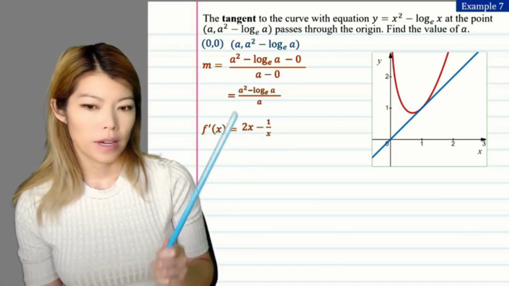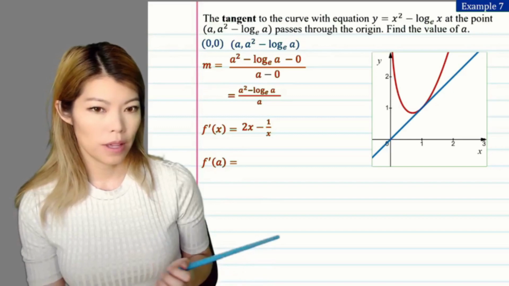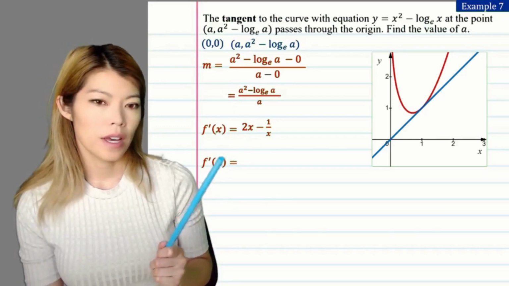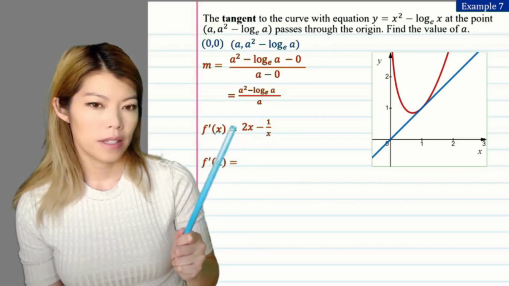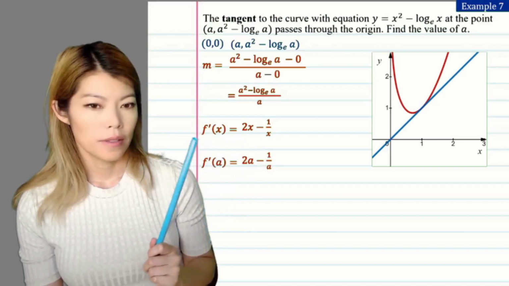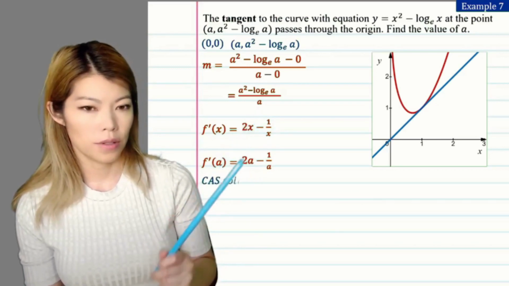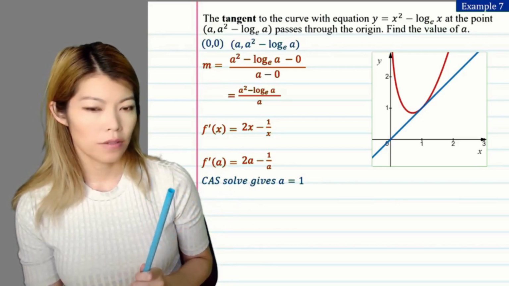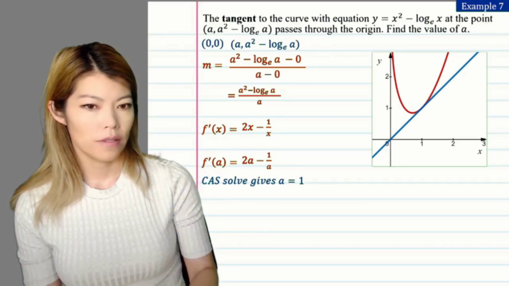Now these two are the gradients, so what can you do? Well, we have to find the gradient at a, and then we can equate them. So when the derivative is that, at a it will be 2a minus 1 over a. So this equals that. And the quickest way to do this is to CAS solve, and this will give us a equals 1.